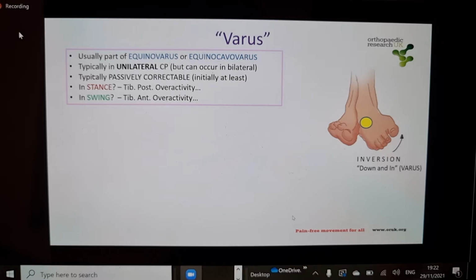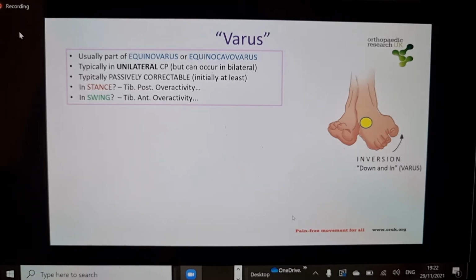This is a more common problem in unilateral cerebral palsy, and at least early on, it's passively correctable, and that passive correctability can last for quite some time. You remember we talked about the natural history. Varus in a unilateral patient tends to persist. But the good news is it often remains flexible for a considerable period of time.